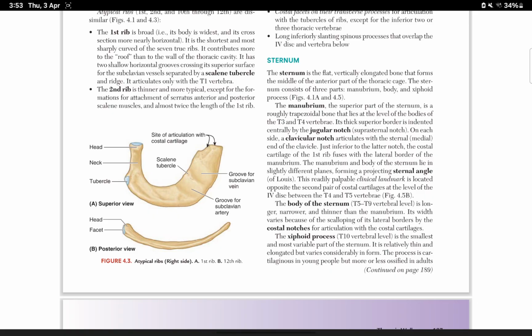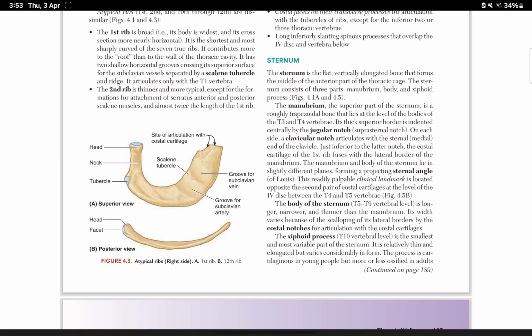indented centrally by the jugular notch, also known as the suprasternal notch. On each side, a clavicular notch articulates with the sternal end of the clavicle. Just inferior to the clavicular notch, the costal cartilage of the first rib fuses with the lateral border of the manubrium.